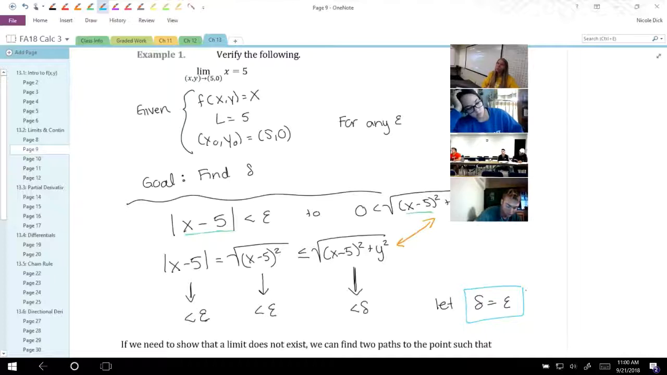Technically, that's not a proof. A proof would require going back and doing this, and then reworking through it to show that if delta equals epsilon, then all this works out. I'm not going to go through and do that. It's not really going to benefit us in the long run. Hopefully, you just understand the general idea works.